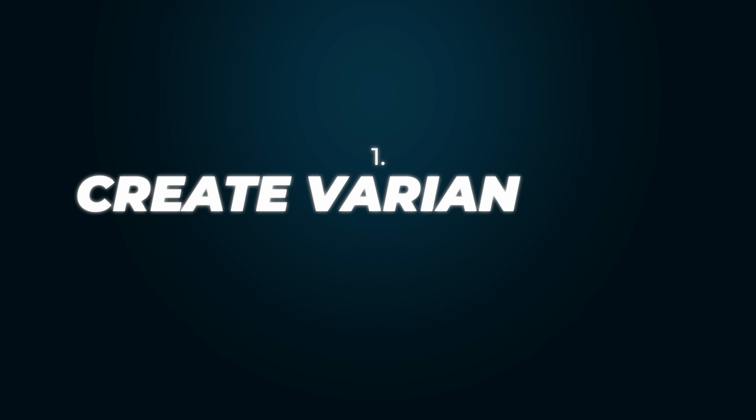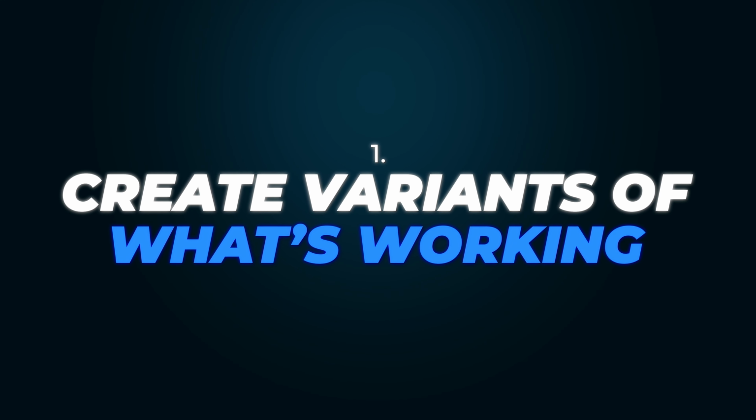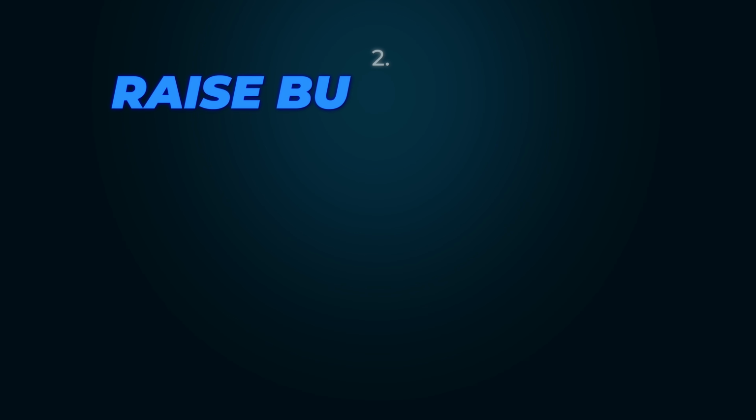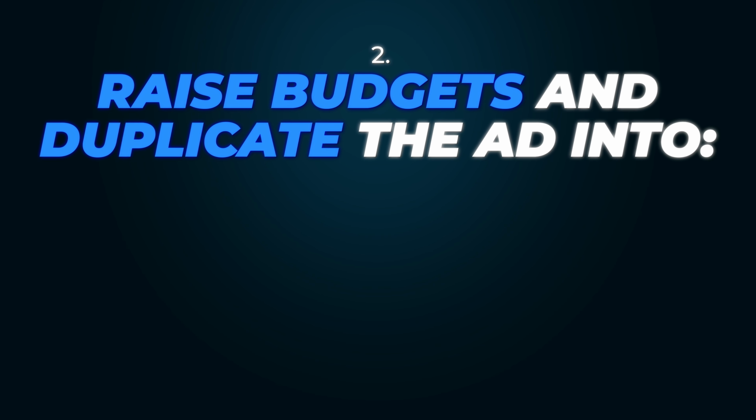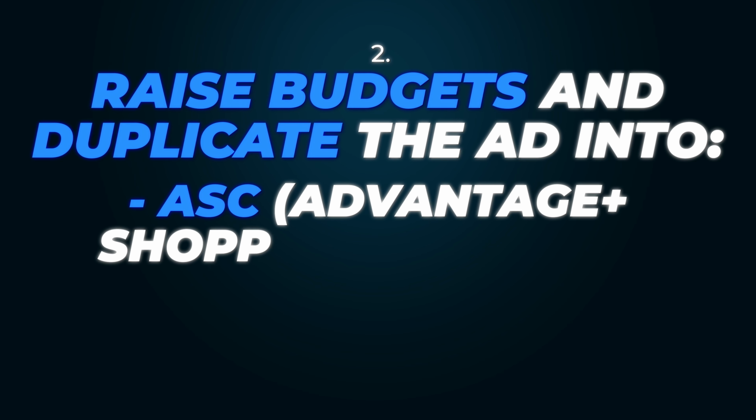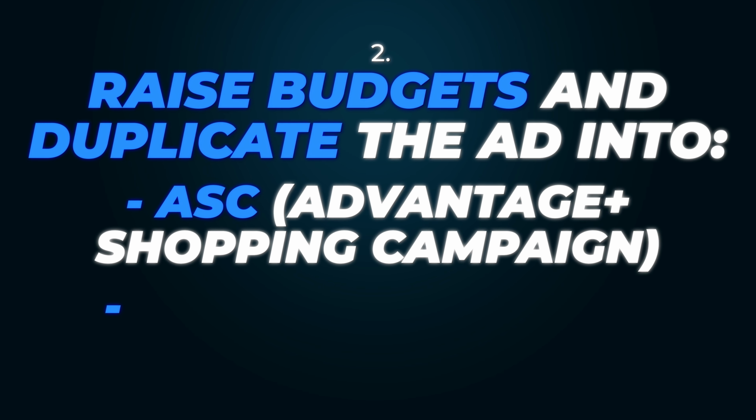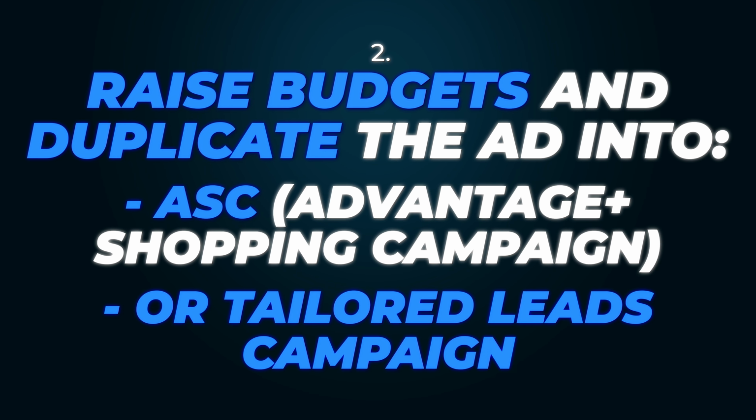Once I have data and conclusive data on an ad test, my process is as follows. Number 1, create variants or iterations of the stuff that's working, also known as horizontal scaling. Number 2, raise budgets and duplicate that ad into an ASC or Advantage Plus shopping campaign, or if you're running lead generation, a tailored leads campaign.